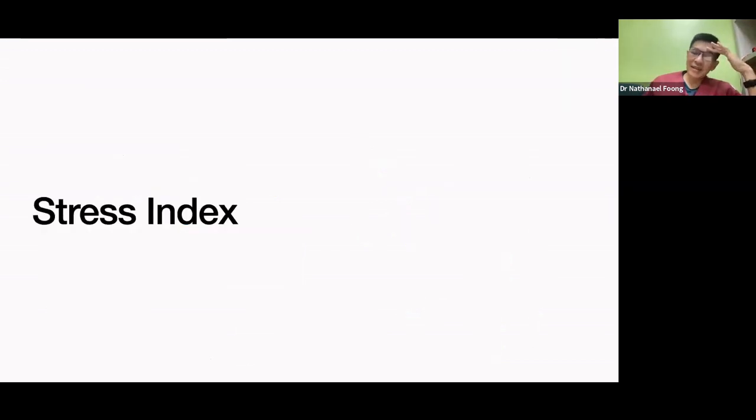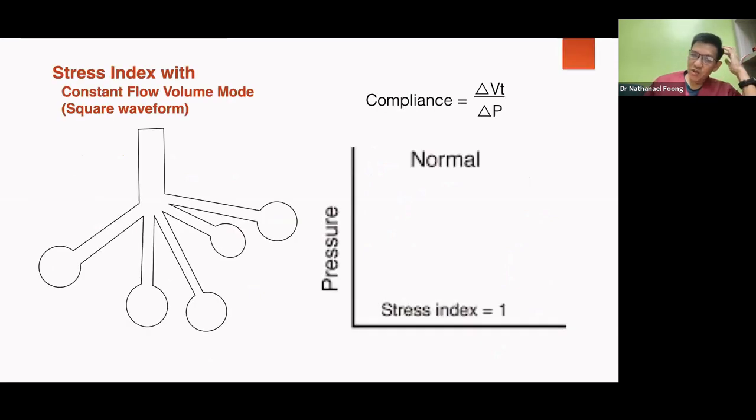Now, stress index is something that I like because it's very simple. I have a preference to use volume control constant flow in this group of patients, because when we use volume control constant flow, it gives me this stress index parameter. Stress index is actually not an absolute number, although it's written as stress index equals 1. It's actually a morphology study of the pressure waveform, right?